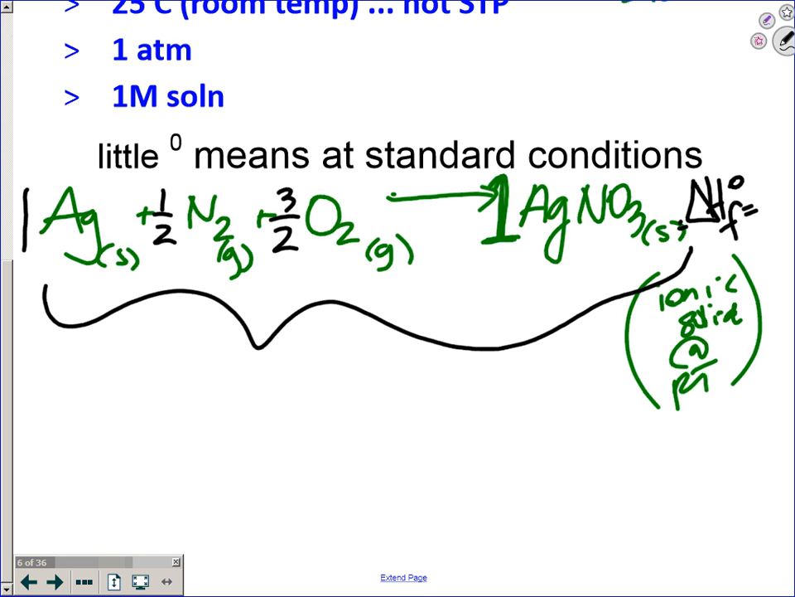I think I have it on the next slide. It's like negative 200 kilojoules or something like that. But there's going to be a number here, and that would be the energy that was either released or absorbed in the production of 1 mole of silver nitrate at standard conditions. Okie dokie?